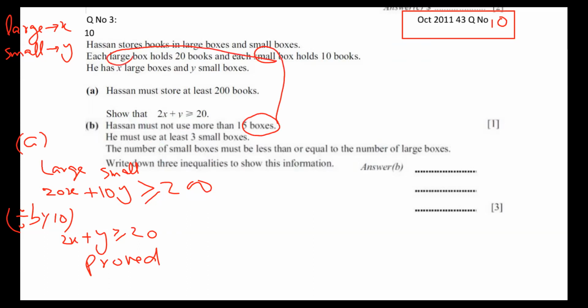So you say, "I don't know, sir. I don't know which boxes he talks about." So when you don't know, it means he talks about both boxes. So x plus y. Here I'm writing the inequality: x plus y.